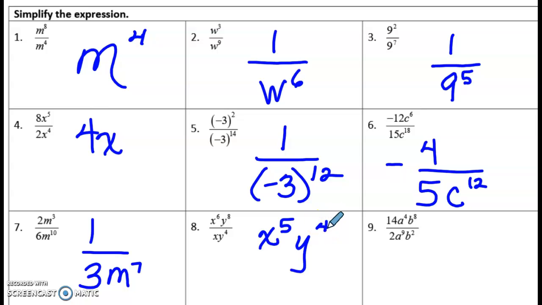So in number 9, we have 3 things going on. We have a coefficient of 14 over 2. That's the same thing as 7. We also have more a's in the denominator. There are 5 more a's. And we have more b's in the numerator. There are 6 more in the numerator. And that's it.